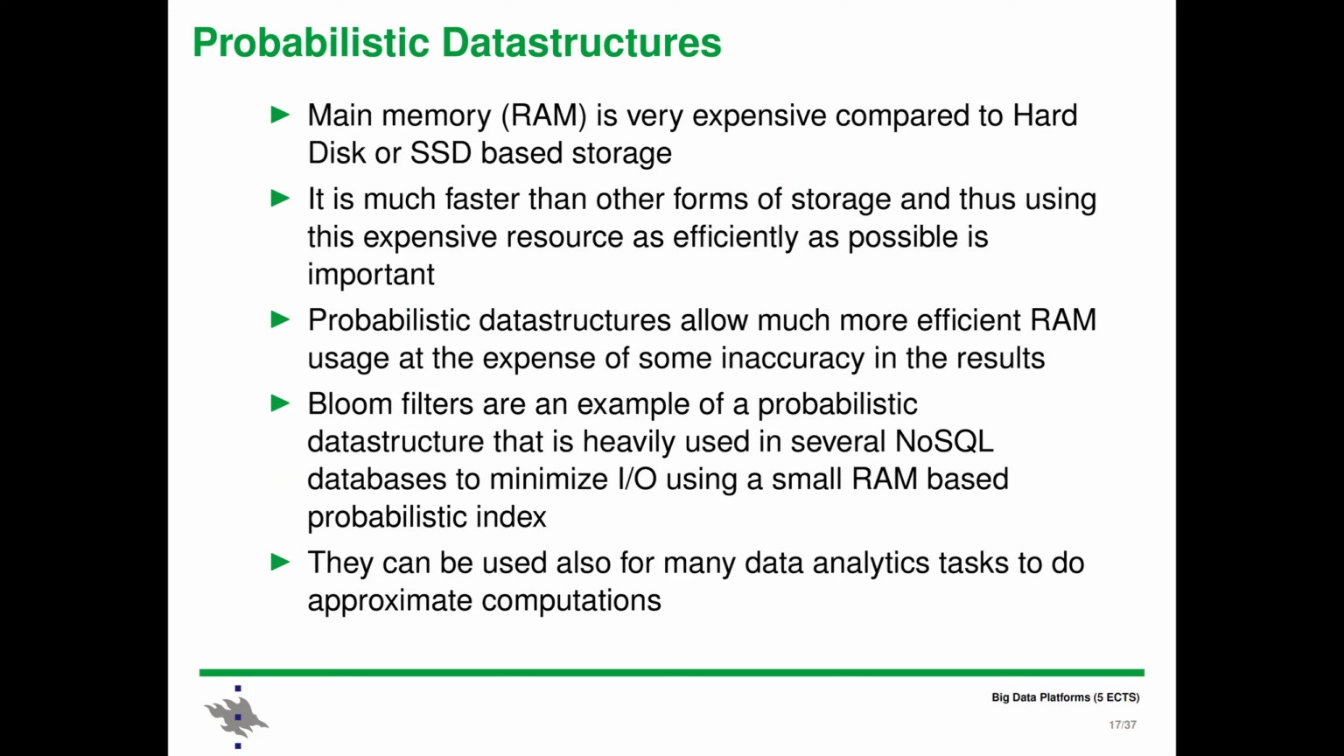One of the things you can do is to use what are called probabilistic data structures, which allow much more efficient main memory usage at the expense of some inaccuracy in the results. Probabilistic data structures are typically used to help things like caching and database indexes, or basically to fit larger database indexes into memory, at the expense of maybe some added complexity.